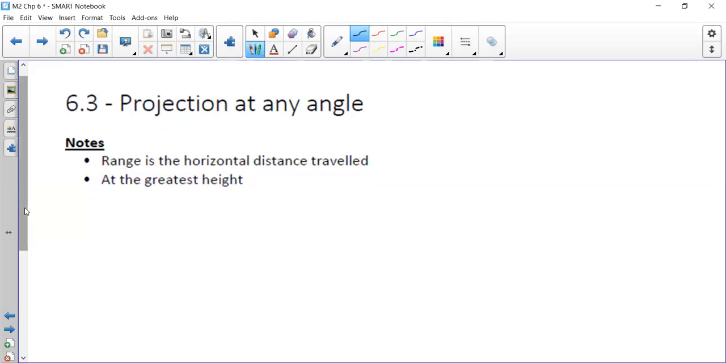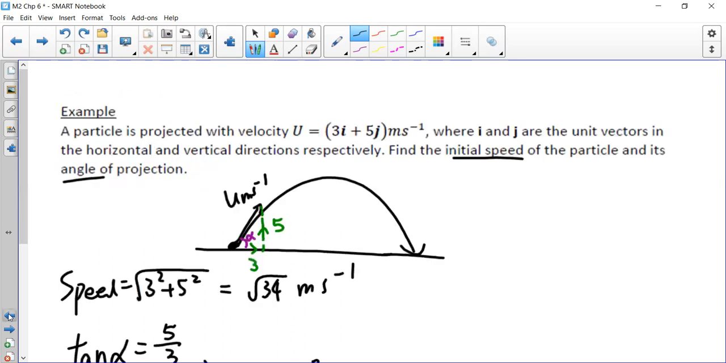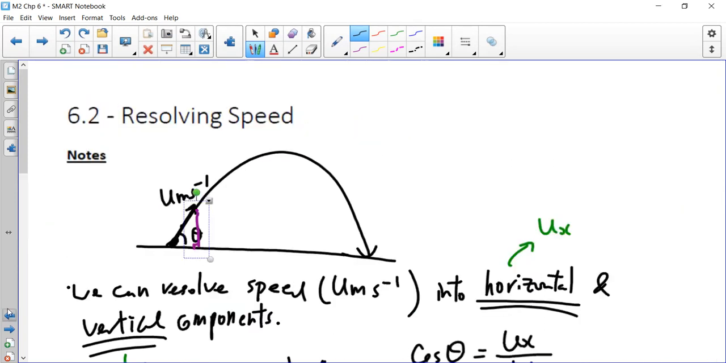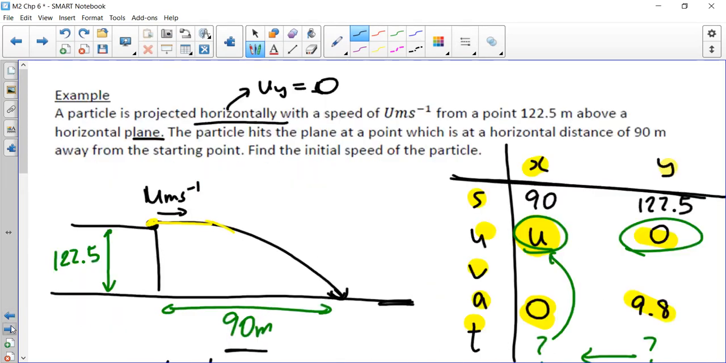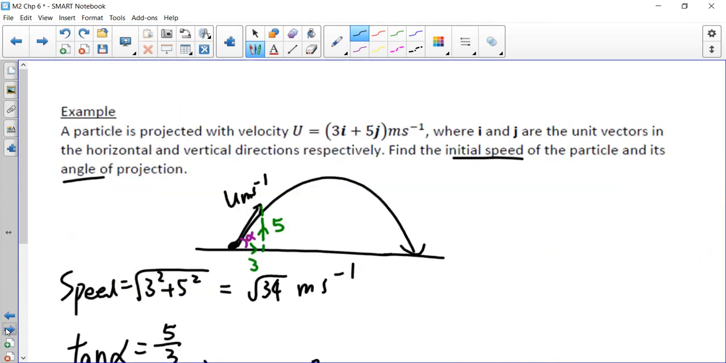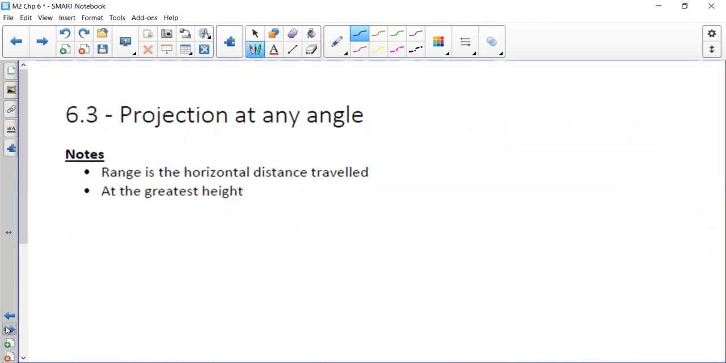In this lesson, we are going into the exam favorite chapter, the exam favorite topic, projection at any angle. Now, you will rarely see horizontal projectile. Okay, so 6.1, has it come up? I actually haven't seen it. But will it come up? Yes, kind of. But if they ask about projection, then they're very likely, I would say 95% likely, to be asking about projection at any angle.